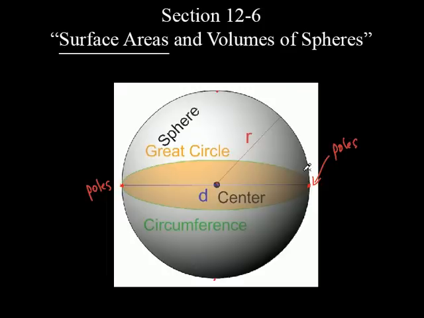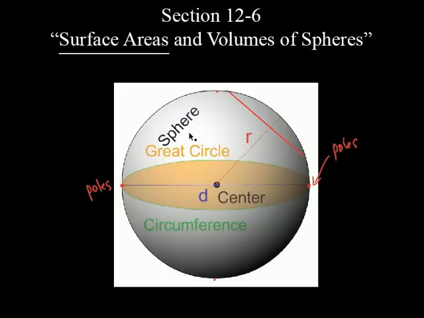Let's see what else we have. You could have a chord as well. Any line segment that just connects two points on the outside of the sphere would be considered a chord, kind of just like a circle. So if I went from here to here, that would be a chord, because it connects one point on the sphere to another point on the sphere.